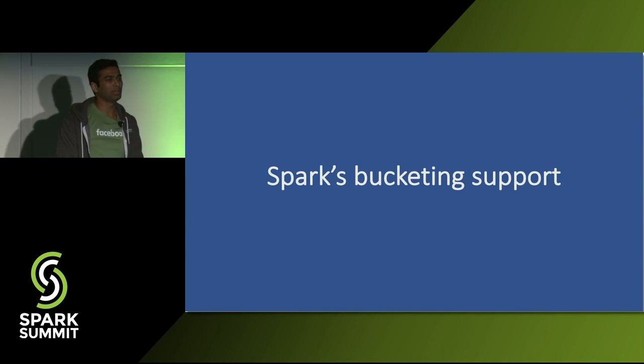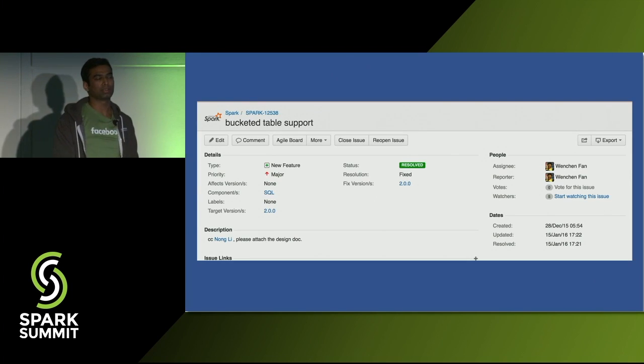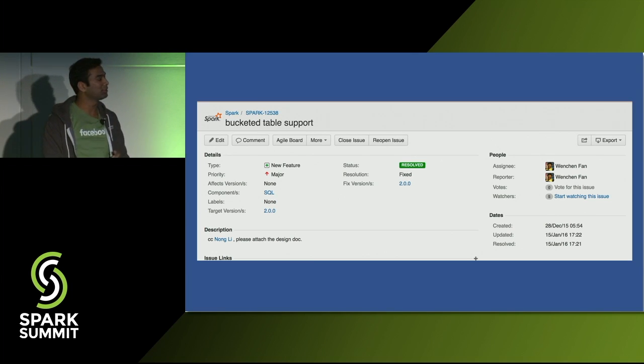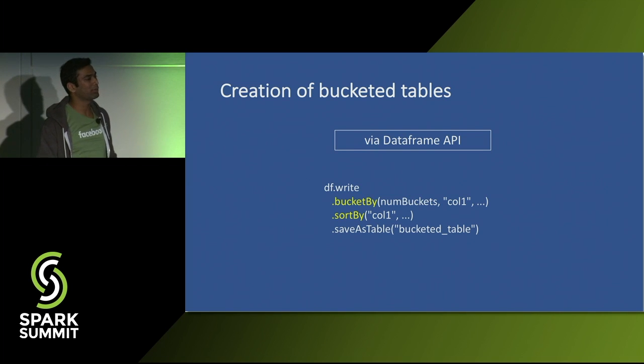Now let's switch and look at what is the bucketing support offered in Spark. Spark started supporting bucketing since early 2016, and this was launched with Spark 2.2. With this support, users could create bucketed tables in two ways. One is using the DataFrame APIs. It's simple. You can say dataframe.write, and you can specify the bucket columns using bucketBy. If you want sorting, you can use the sortBy API.